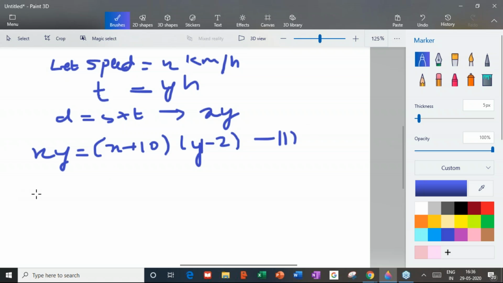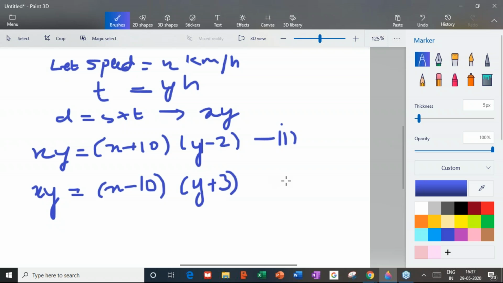And the second equation says that if the speed was 10 kilometer per hour less, it would take 3 more hours to reach. So it will be y plus 3. This is the second equation. If you simplify, you will get rid of xy, and then tell me what is the distance. So you need to find the distance here. After you find x and y, you need to tell me what is the distance.